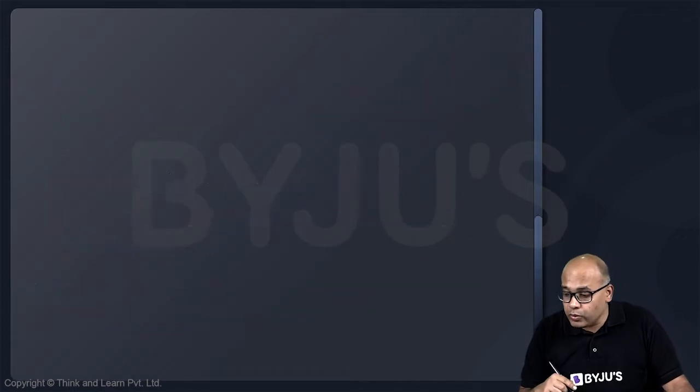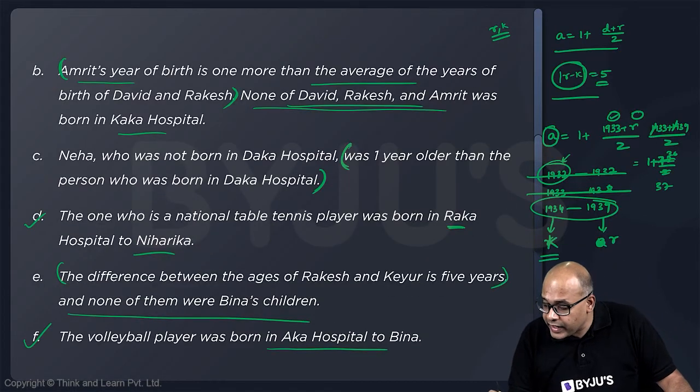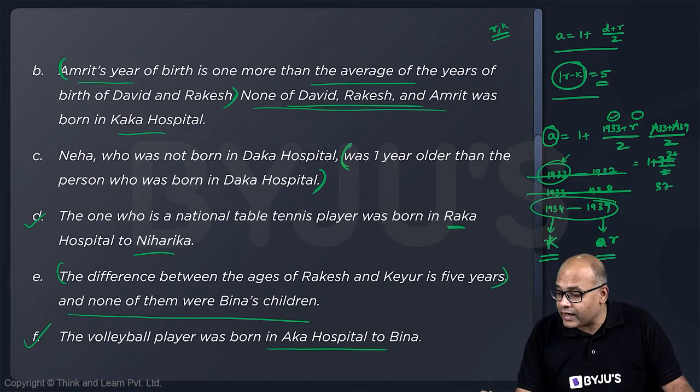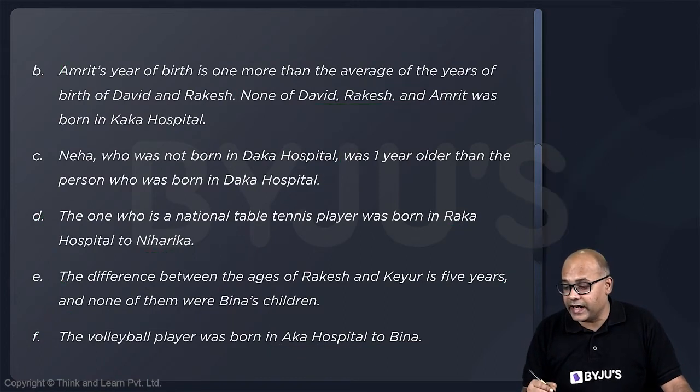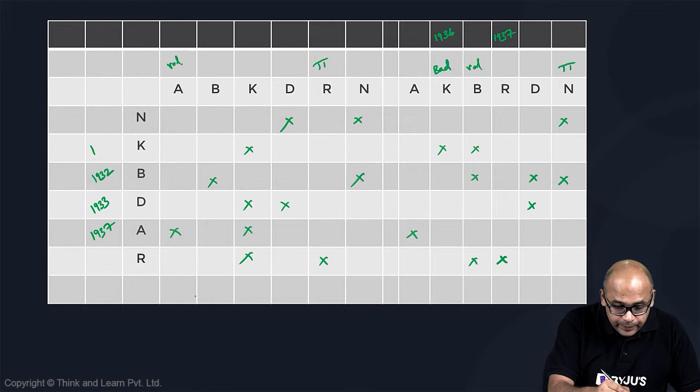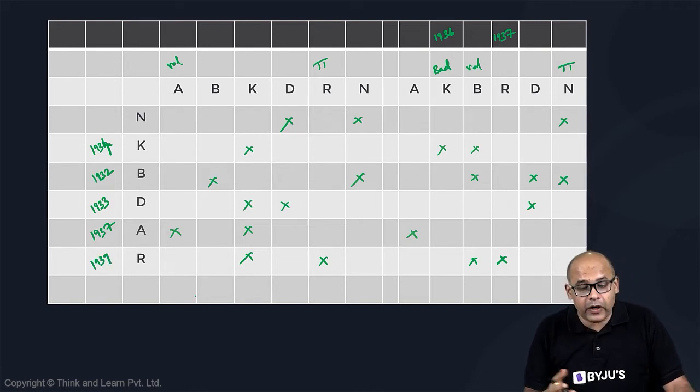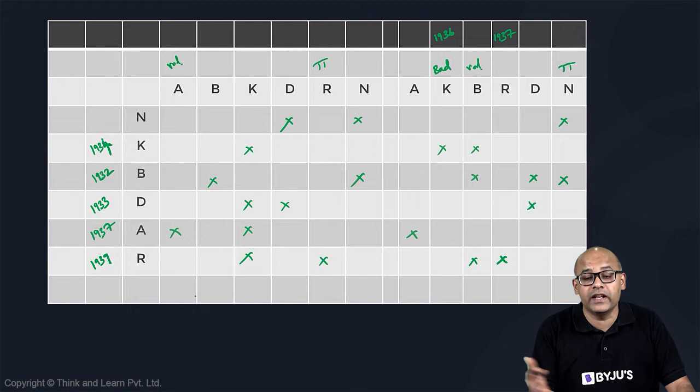And we already got two more values. What are the two more values? Keyur is 1934 and Rakesh is 1939. And who is the other person left out? Only Neha is left out. But let's start filling the table now.